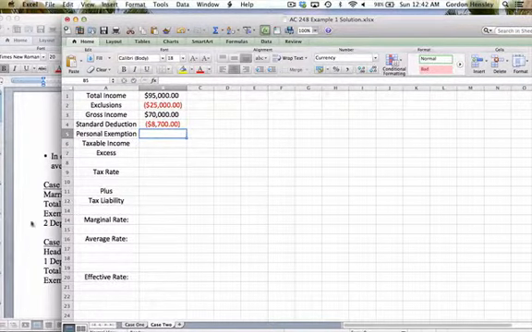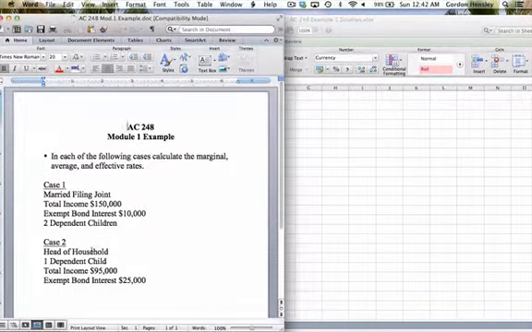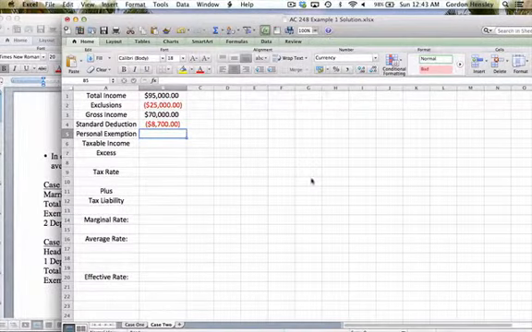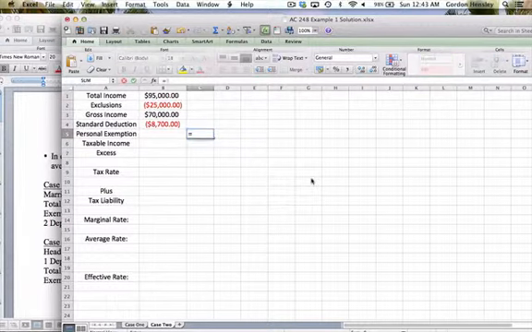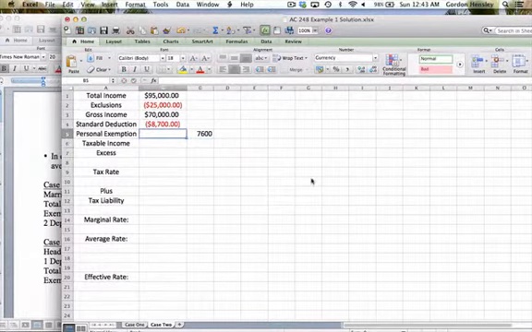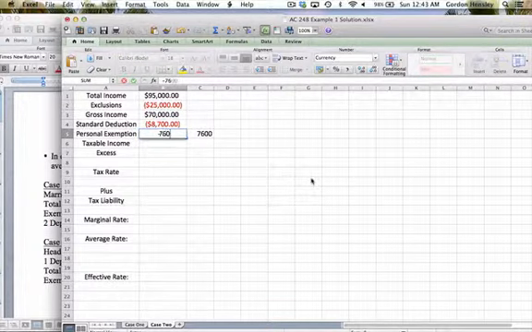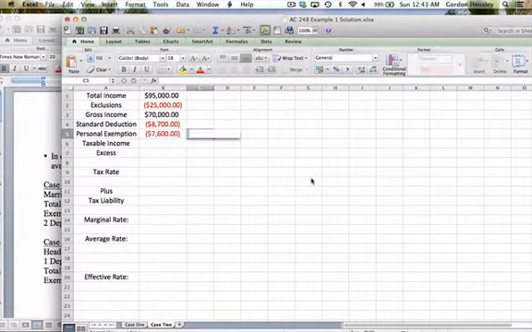Now, personal exemption. How many personal exemptions are they entitled to? Well, one for the taxpayer, one for the child. Because this is head of household, that's a single person, and they happen to only have one dependent. So that means they're only entitled to 2 personal exemptions. So again, it's in the textbook, $3,800 is the personal exemption amount for 2012. They're entitled to 2 of them. So that's going to be $7,600, yet another deduction.